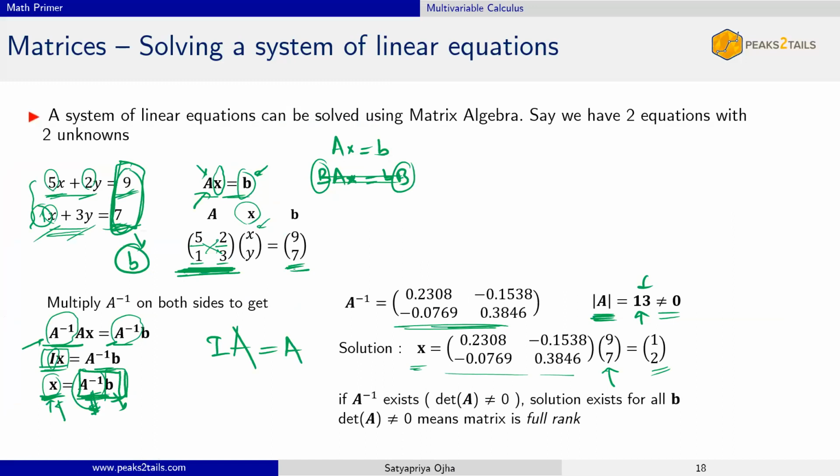Because to solve two unknowns, you need two equations. And that will become a square matrix, 2 by 2. If there are three unknowns, you need three equations. It will be a 3 by 3 matrix, right? And to be invertible, the first condition is that it has to be a square matrix. Otherwise, you cannot solve them. Okay. So if A inverse exists, a solution exists for all B. Determinant of A not equal to 0 means the matrix is full rank. Clear, guys?